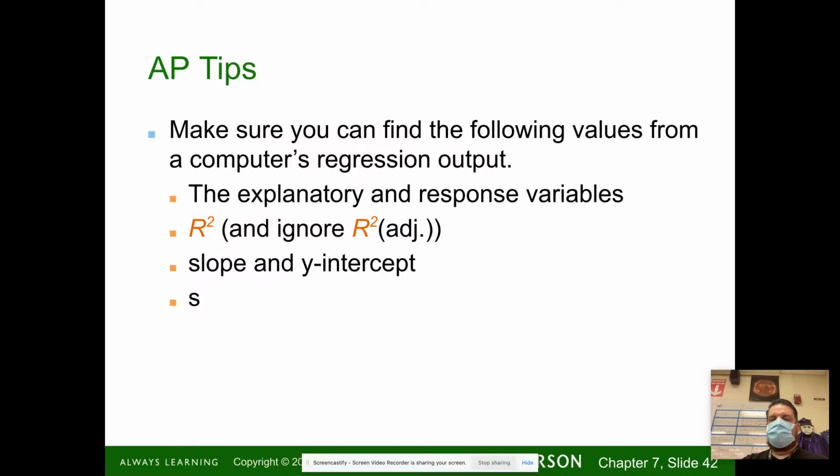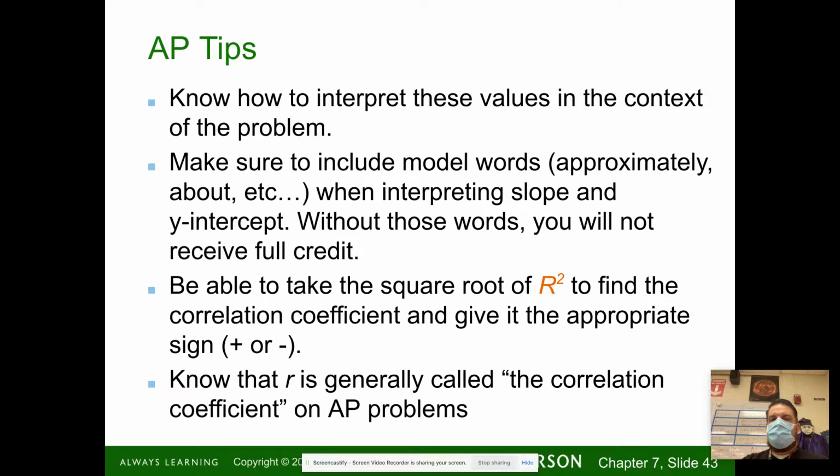For your AP exam, make sure you can find all the values from the computer's regression output. The explanatory and response variables, you've got to label those. R squared and R, the slope and y-intercept, and then you have to label s. Know how to interpret these values in the context of the problem. Make sure to include model words like "approximately," right?